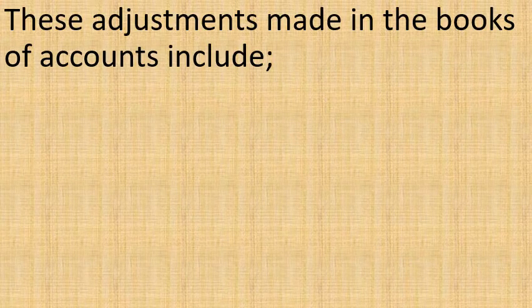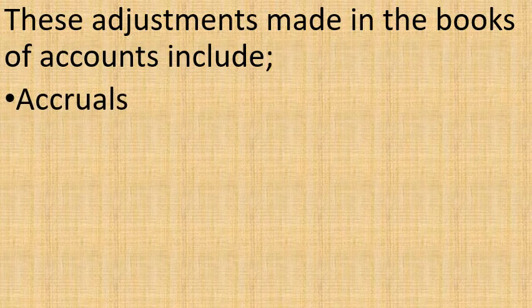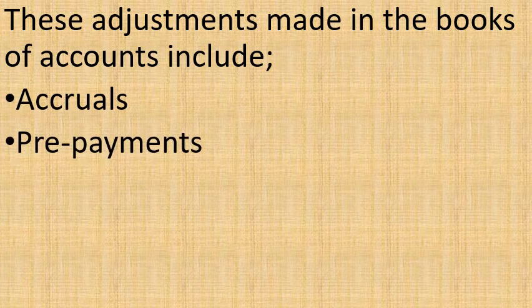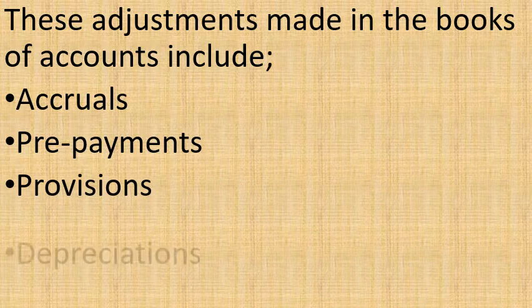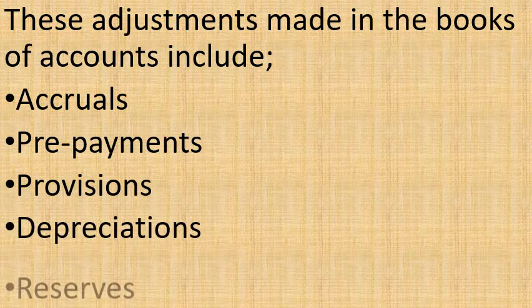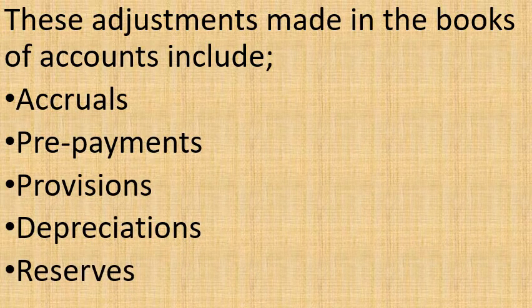These adjustments made in the books of accounts include accruals, prepayments, provisions, depreciations, and reserves. So we're going to look at one by one. We're saying these are some of the changes as you're carrying out your accounting period. By the end, they might occur. And how do we make some adjustments in these changes?